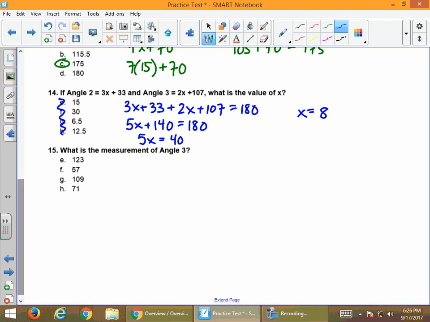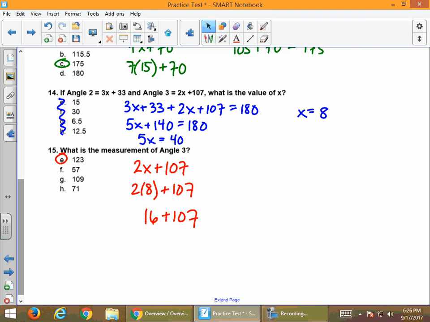Okay, now we're back. For question number 15, it then says, what is the measurement for angle 3? Well, angle 3 we know is 2x plus 107. x is equal to 8, so that's 2 times 8 plus 107. So 16 plus 107 is 123. So the answer to question number 15 is 123 degrees, even though question 14 did have a little bit of a mistake.